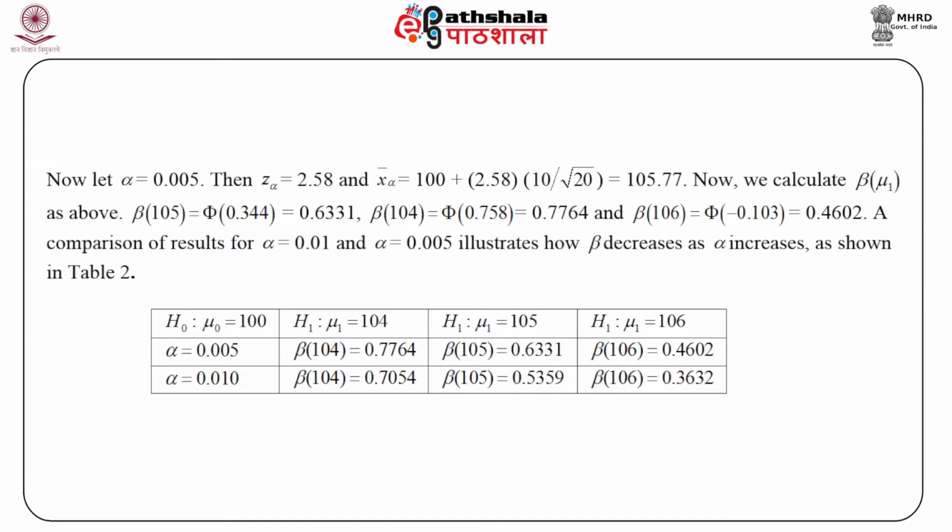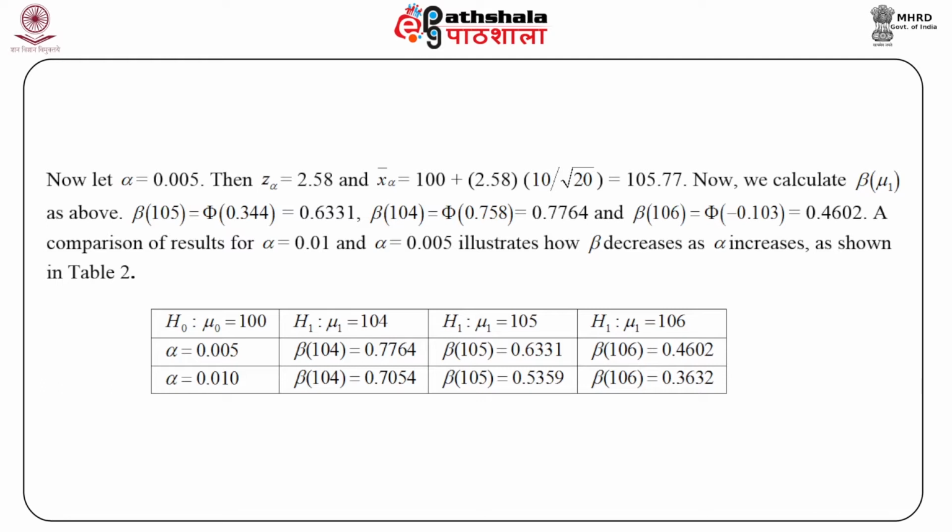Now we calculate beta mu 1 as above and we find beta for 105 is equal to phi of 0.344, which is equal to 0.6331. Similarly, beta of 104 is equal to 0.7764 and beta of 106 is equal to 0.4602. A comparison of results for alpha equal to 0.01 and alpha equal to 0.005 illustrates how beta decreases as alpha increases and is also shown in table 2.